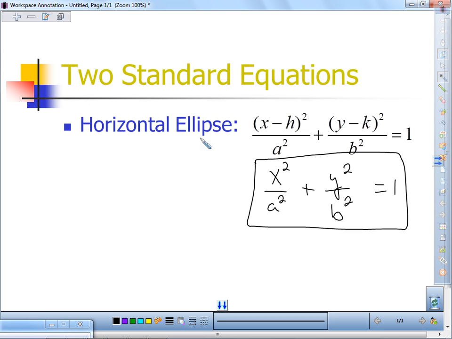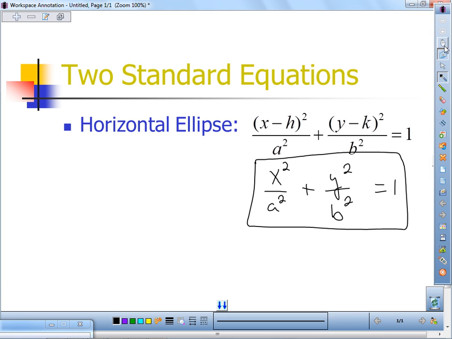Now, the horizontal ellipse, what makes it horizontal is the fact that a squared is underneath x squared. A is always the bigger of the two. Once we do a couple of examples, I think it'll become clearer, because a squared and b squared will switch places. But again, the larger one is always denoted with a squared. For this one, our longer axis is going to be on the x-axis, so this is a horizontal one.